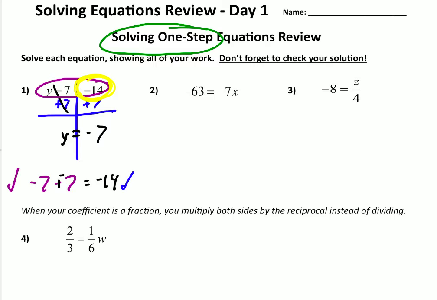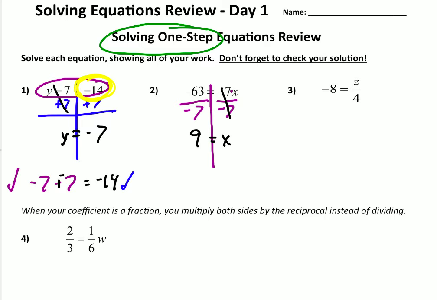Next one, negative 63 is equal to negative 7x. Now, some of us sometimes think that negative in front of the 7 is actually a subtraction. Well, remember, subtraction is always in between two numbers. Since this is just in front of the 7, we know it's going to be a negative. So what did they do to x? Well, negative 7x means negative 7 times x. So I want to do the opposite, which is going to be to divide by negative 7. Negative 7 divided by negative 7 is 1x, or just x. Negative 63 divided by negative 7 is 9.